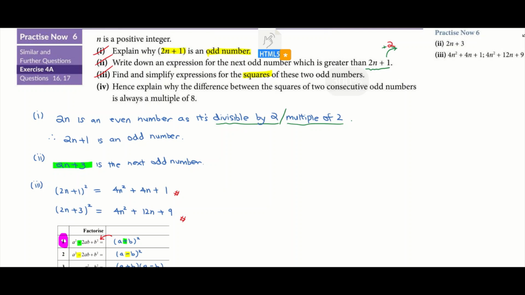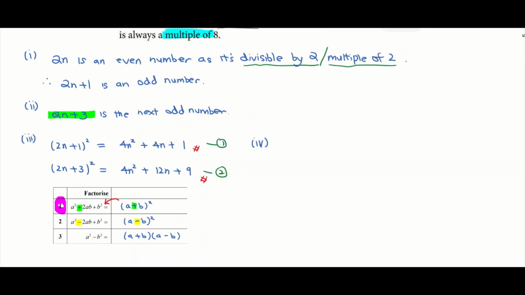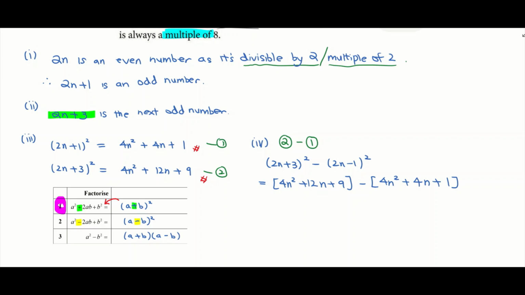Final question, part 4. Hence, explain why the difference between the squares of the two consecutive odd numbers is always a multiple of 8. Before we actually look at why it is a multiple of 8, let's just find the difference first. We shall focus on that. The difference of the squares. Simply, I will take the bigger number 2 minus the smaller number 1. And with the answer from our part 3, we can use it to help simplify. I realize some terms will be cancelled out, like my 4n squared minus another 4n squared. My answer would be 8n plus 8.